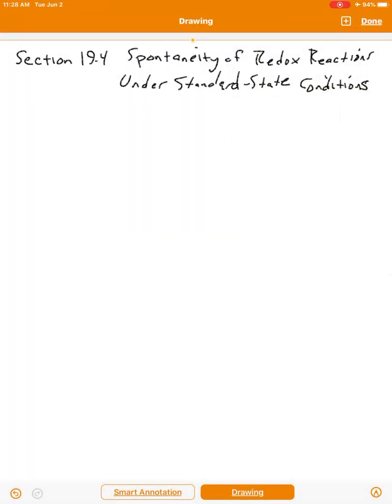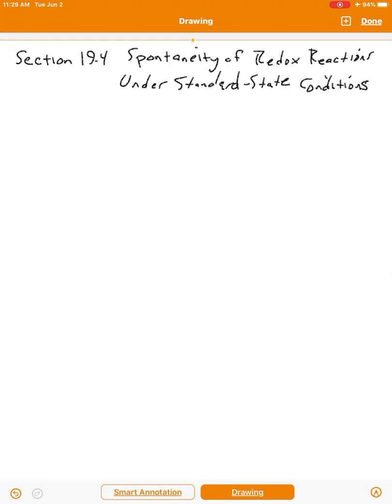Okay, this is section 19.4, spontaneity of redox reactions under standard state conditions. Now, if you recall back in chapter 18, we talked about spontaneity from a couple different perspectives. We looked at it from the perspective of entropy, right? That if the total entropy increases during a process, that means that the process is spontaneous.